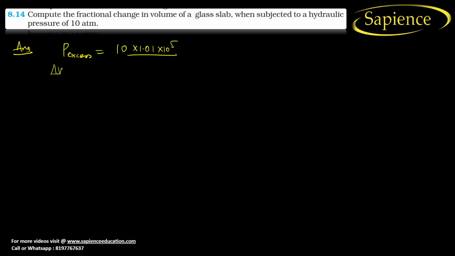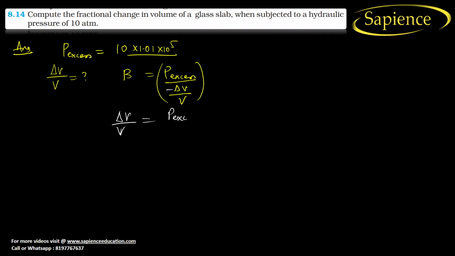What is the volumetric change, or what is the fractional change, that is del V by V, how much. We know that bulk modulus is equal to P excess by del V by V. Now we need to put in the values so that we will get del V by V. Considering magnitudes, del V by V is equal to P excess divided by the bulk modulus of the glass. Because we are talking about glass, we have to put the bulk modulus of the glass only.